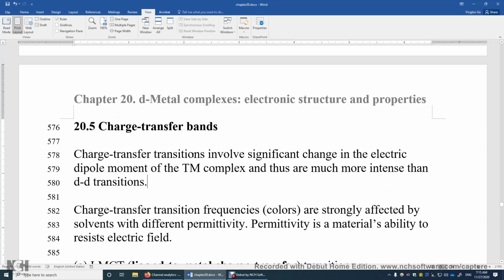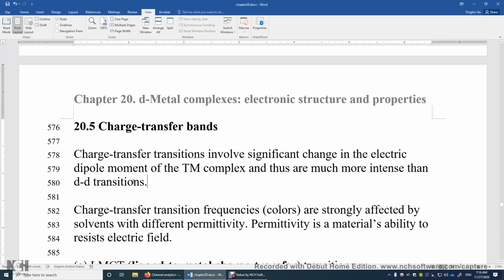Charge transfer transitions involve a significant change in the electric dipole moment of the transition metal complex because of the electron flow from the ligands to the metal or from the metal to the ligands. This kind of transition is much more intense than the d-d transitions.